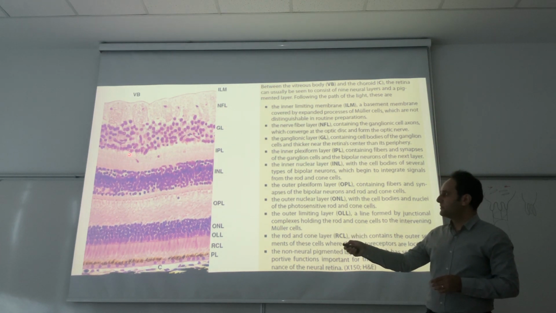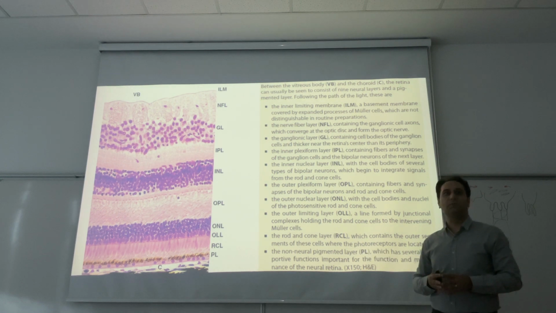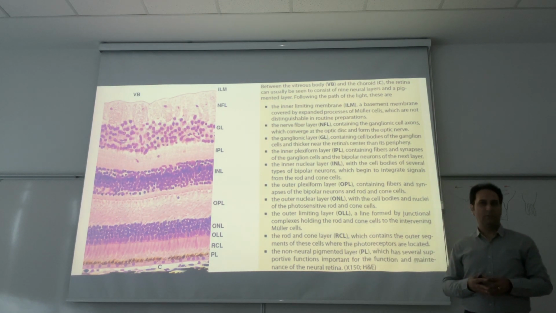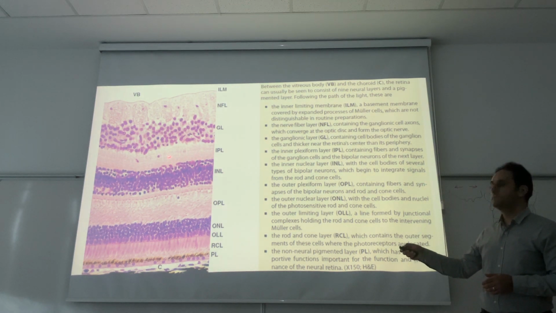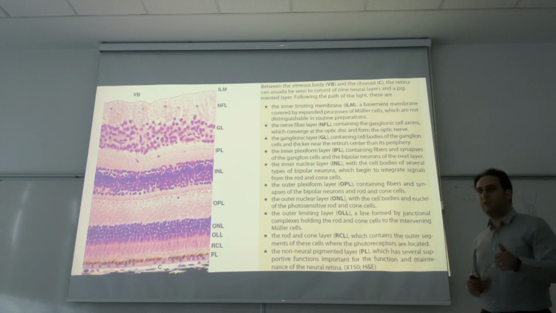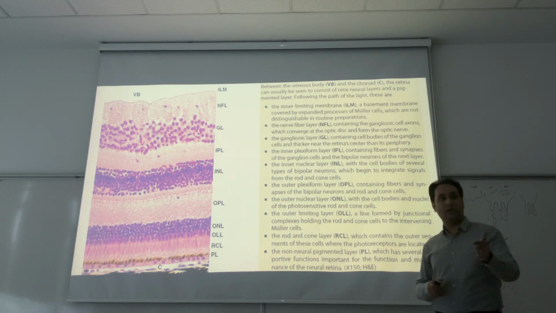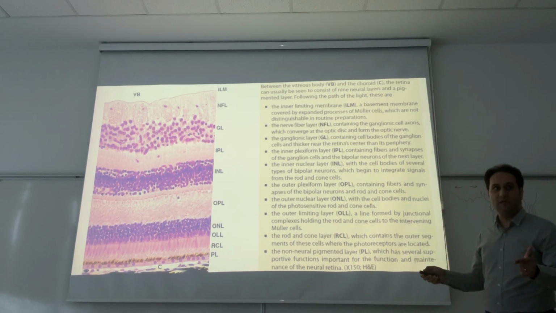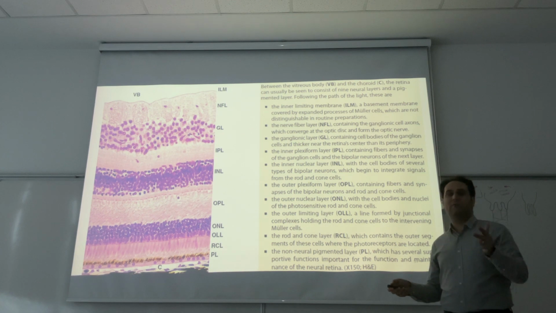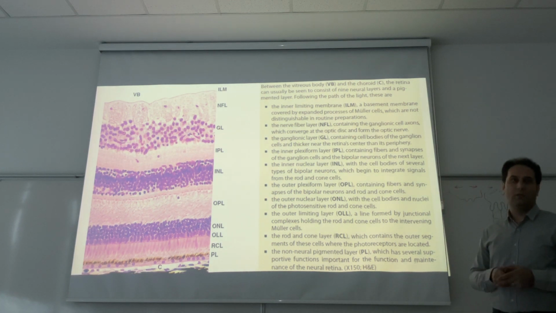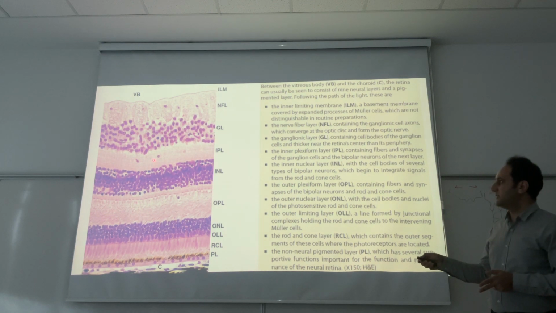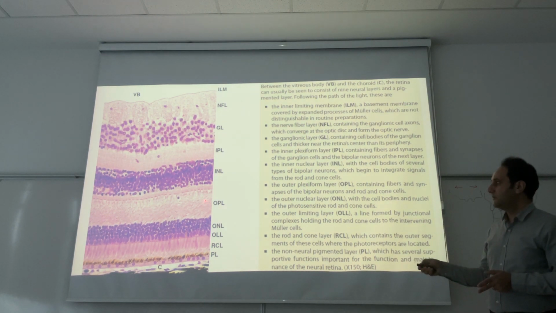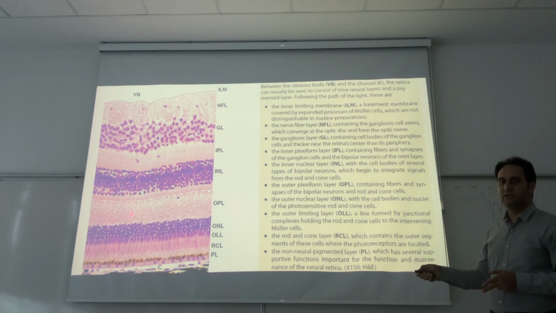A little bit deeper, we have the inner plexiform layer. In the inner plexiform layer, we have the axons of bipolar cells, dendrite of ganglion cells, and dendrite of amacrine cells. Okay? Amacrine cells dendrite present here. Horizontal cells dendrite is not present here. Don't confuse this.